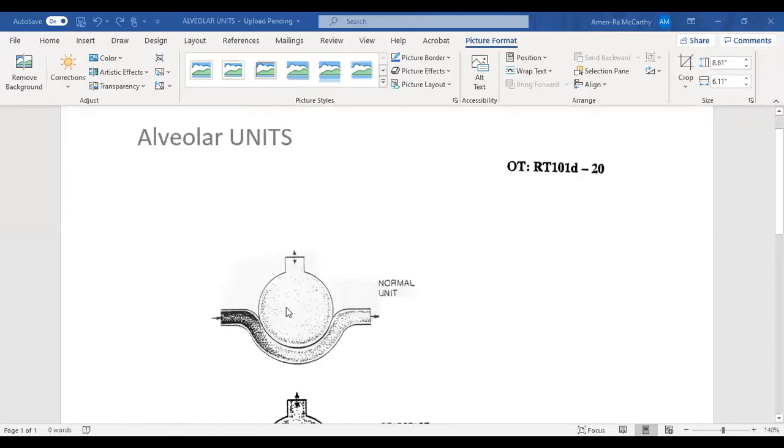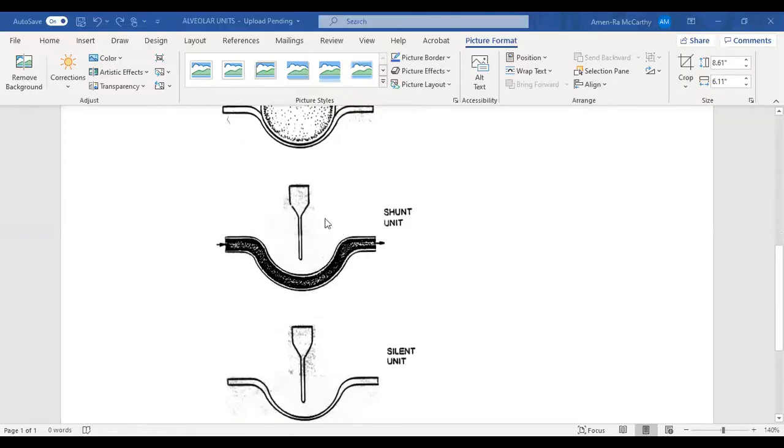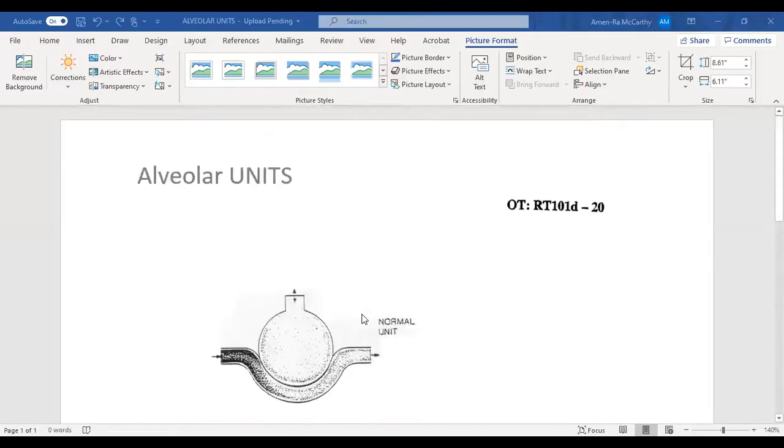This is the normal unit here, where you have the ventilation and perfusion. Dead space unit, when you have ventilation and little or no perfusion, right? And then you have the shunt unit when you have little to no ventilation, but plenty of perfusion. And then the silent unit would be no ventilation and no perfusion, okay? Those are the 4 units.